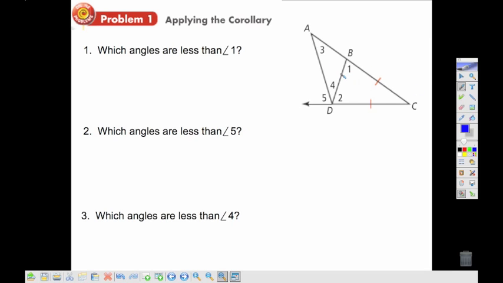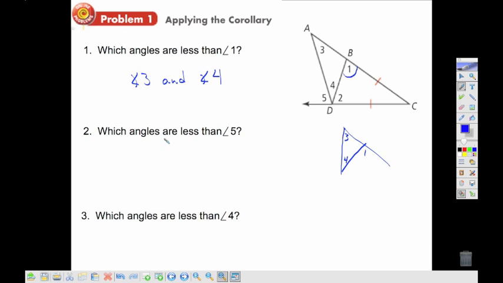So if I'm starting with angle 1, then we notice that angle 1 is an exterior angle only for this triangle up here where we have 3 and 4 inside. So we know that angle 3 and angle 4 are less than angle 1.